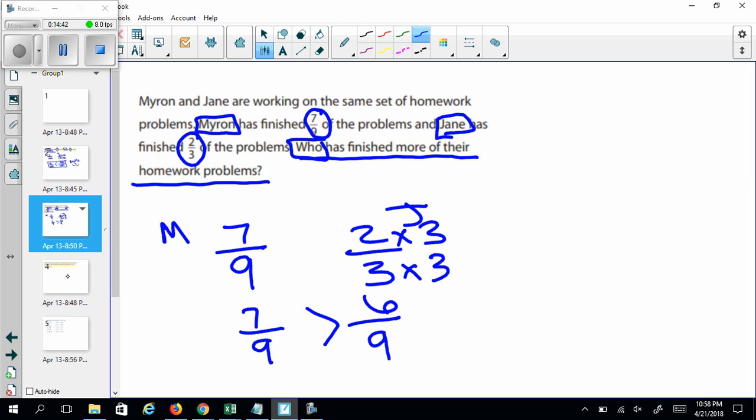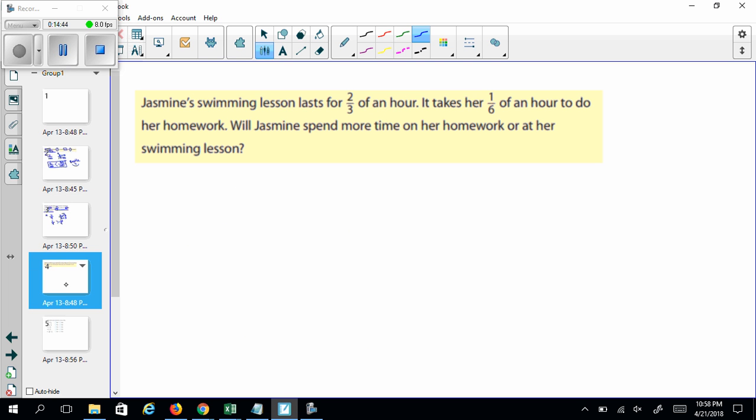Now here is one for you guys to do and to try. Okay, Jasmine's swimming lesson lasts for 2/3 of an hour. Takes her 1/6 of an hour to do her homework. Will Jasmine spend more time on her homework or at her swimming lesson?